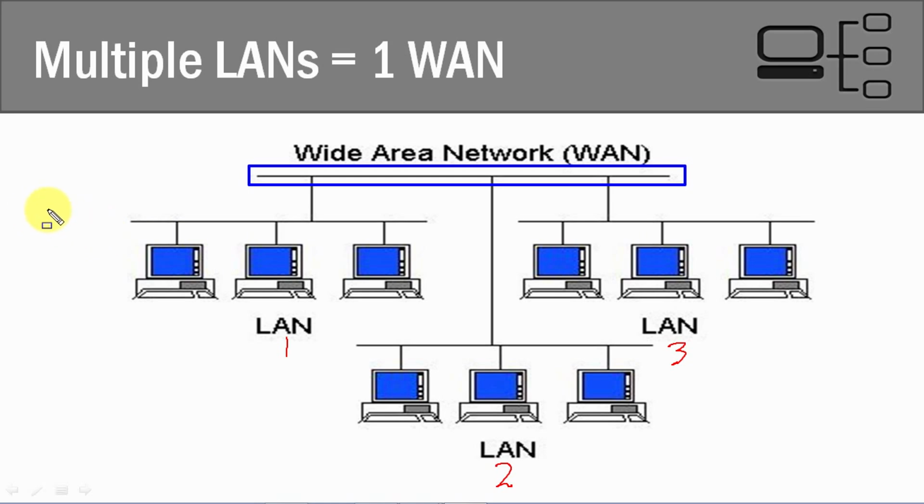So that's the difference. Remember, a local area network is a single network, usually in a single geographic region. And a wide area network is nothing more than multiple different LANs connected together, dispersed across a wide geographic region.